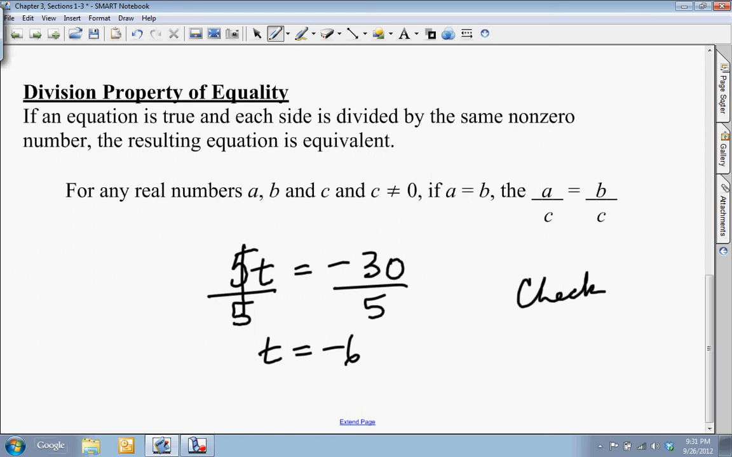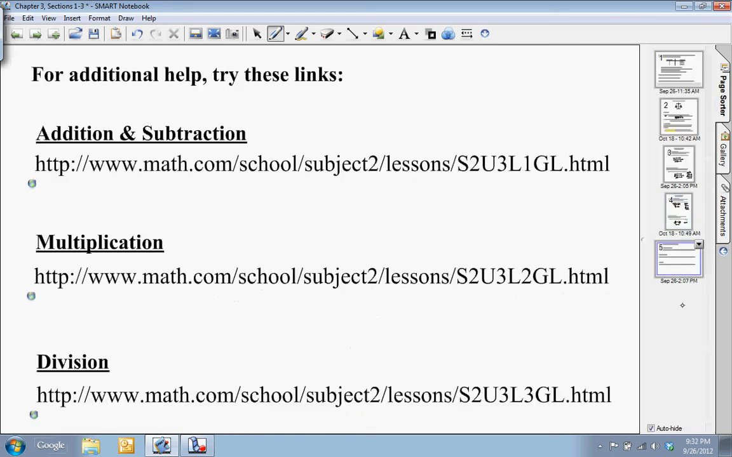Hopefully this made sense to you. If it did not, here are a few resources that will give you some additional help.